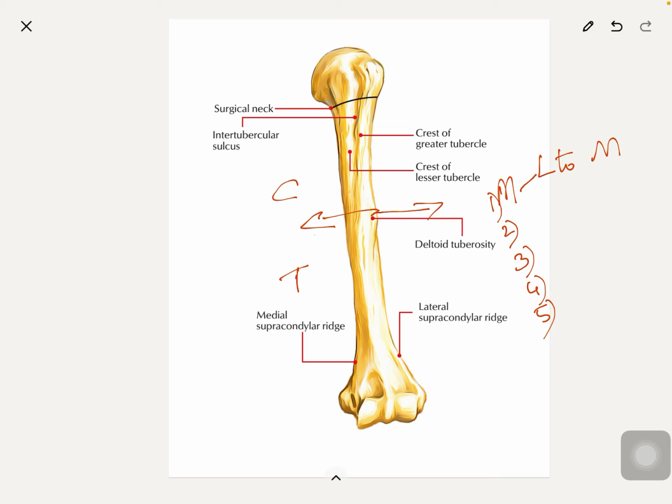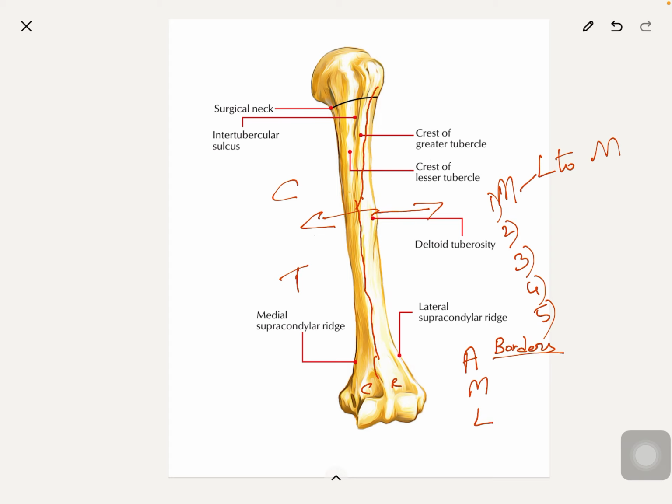The shaft presents 3 borders. So what are the borders? Shaft presents anterior border, medial border, and lateral border. First we will cover borders, then we will learn the surfaces. So anterior border, are you seeing anterior border? This is the anterior border, extends from the greater tubercle to the lower end of the humerus in between the coronoid and radial fossa. In the lower end, we will learn there are 2 fossae, coronoid and radial fossa. So that is the anterior border.